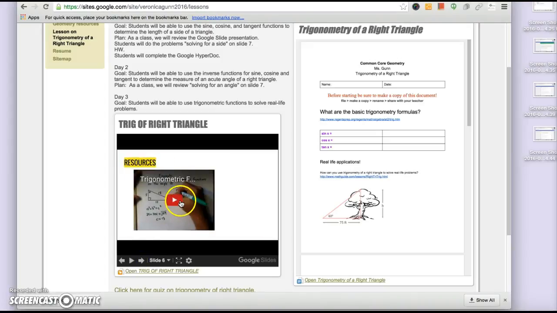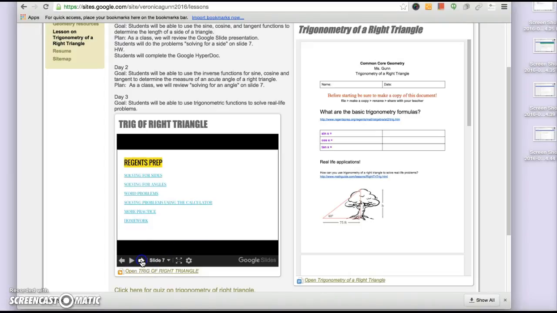Embedded in the slide, I have a video. So this video that you can see is a few minutes long. They could look at that again for homework if they had trouble, but I presented it to them in class as well. And then I have some problems for them to solve.